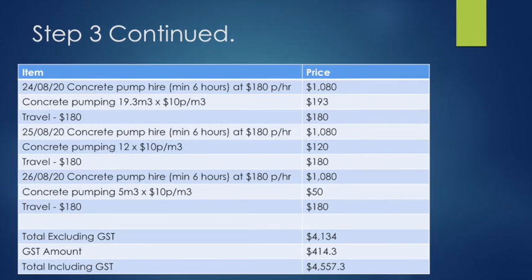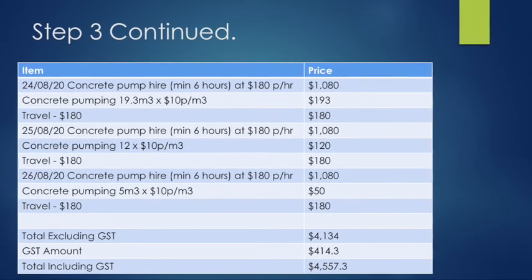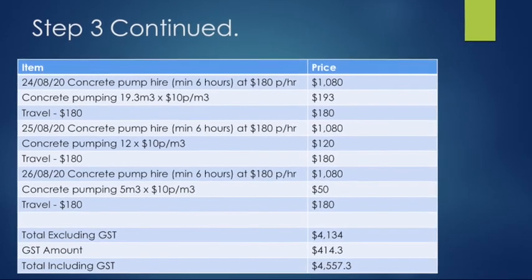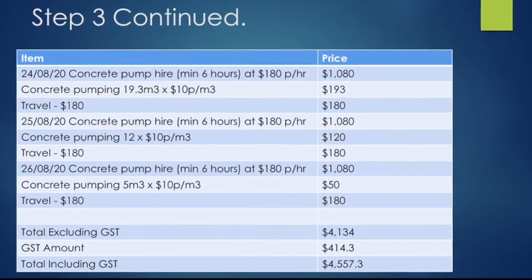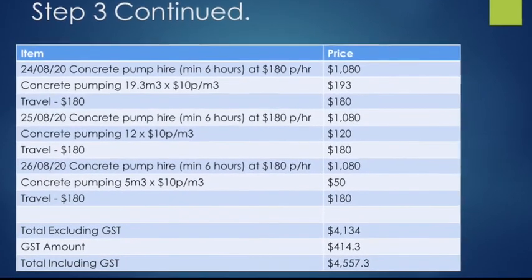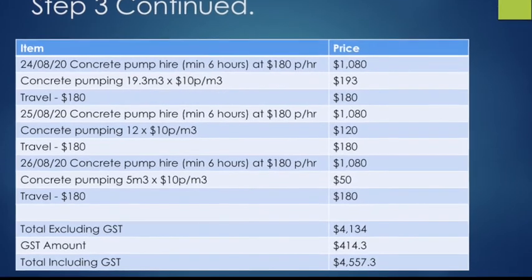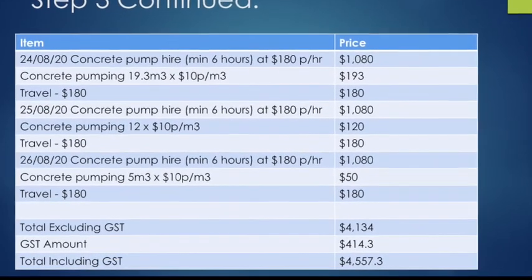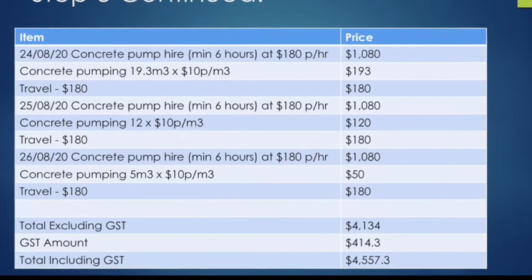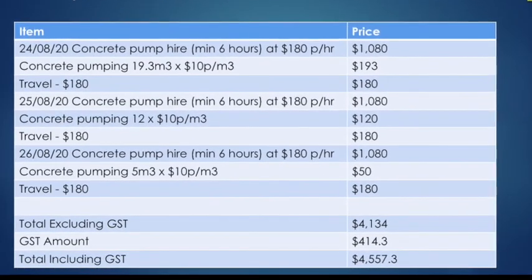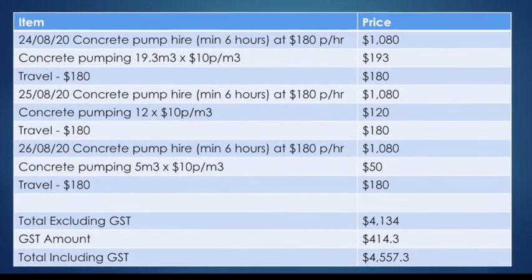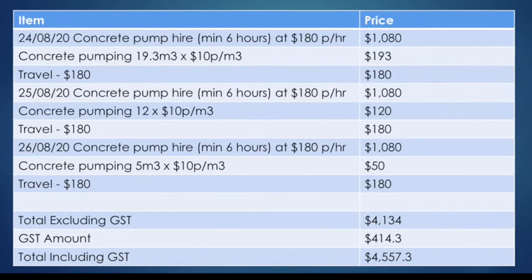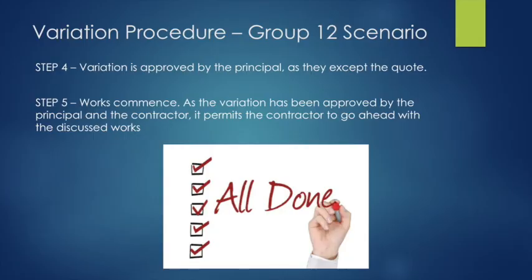Step 3 further goes into the finer details of the variation quote. Here you can see that the concrete line pump will have a minimum of 6 hours use per day at an hourly rate of $180 per hour. There is a further cost of $10 per square metre and a travel fee of $180 per day. After a total of 34.3 cubic metres have been pumped into the remaining piles over a 3-day period, this variation comes to the total of $4,557, including GST.